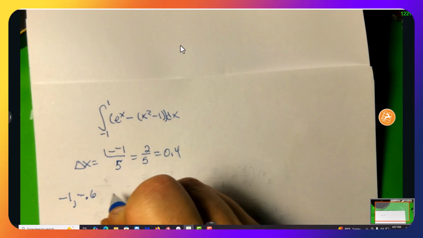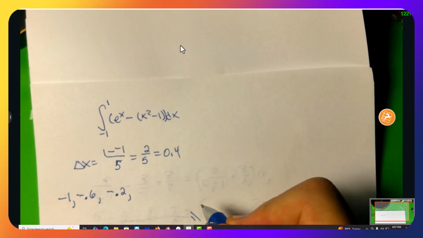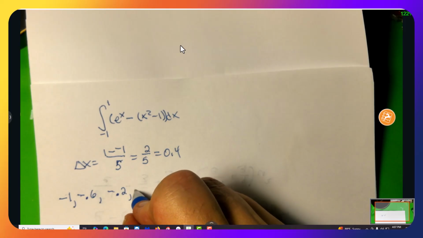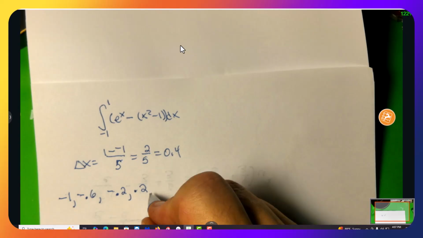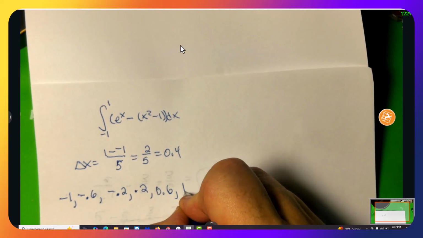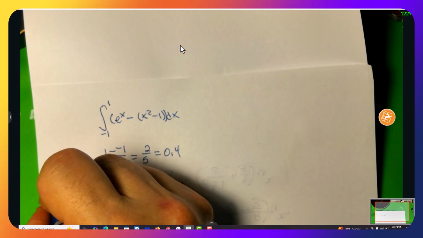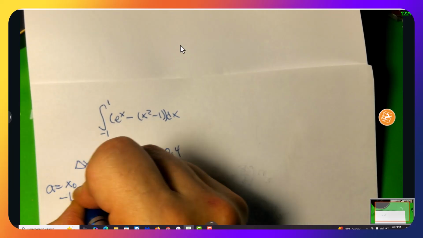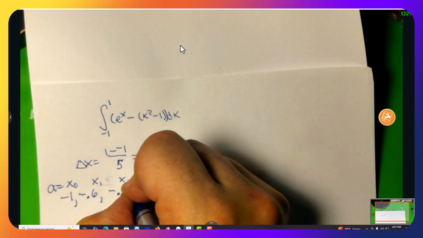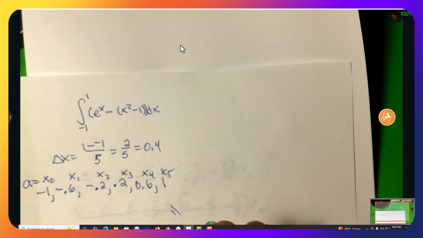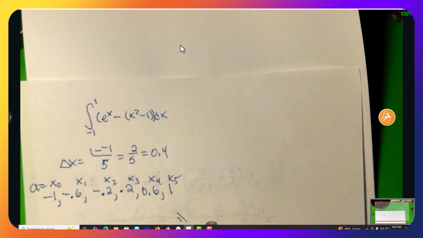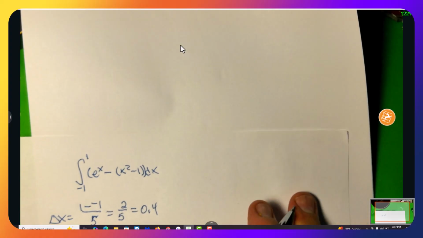-1 and 4/10, well, then when I add them is -6/10. I add another 4/10 to that, -2/10. I add another 4/10 to that, that better be +2/10. I add another 4/10 to that, that's 6/10. And then finally 1. So notice the left endpoint, a, which is x sub 0, then x1, x2, x3, x4, x5.